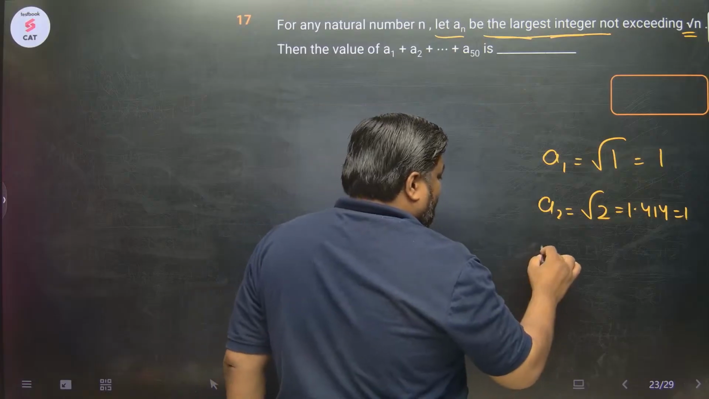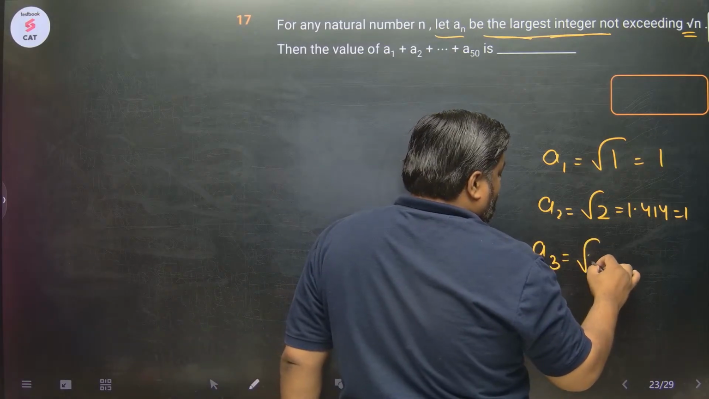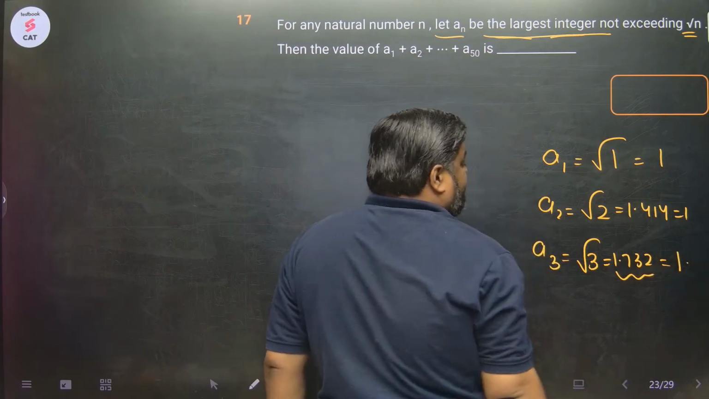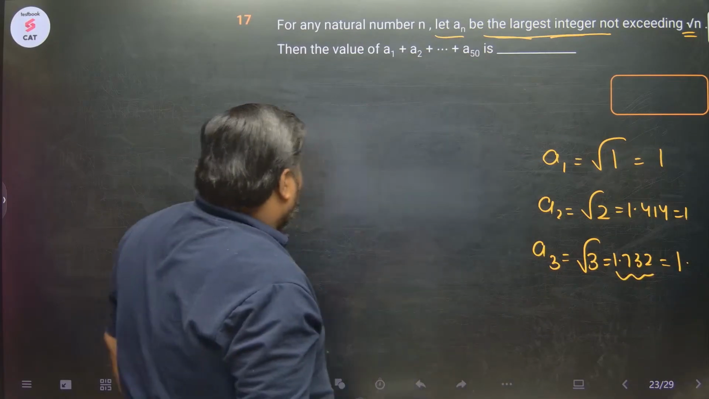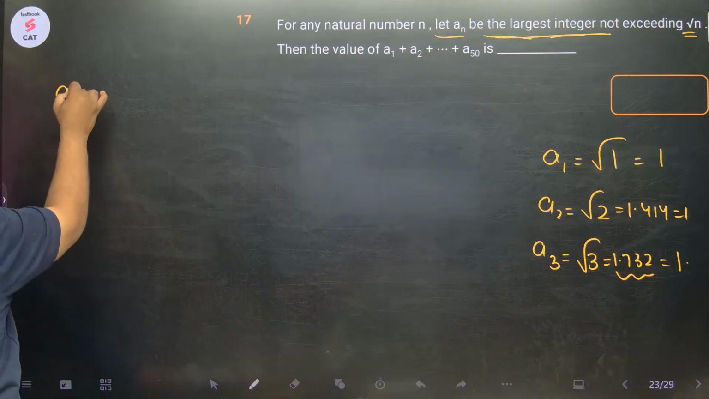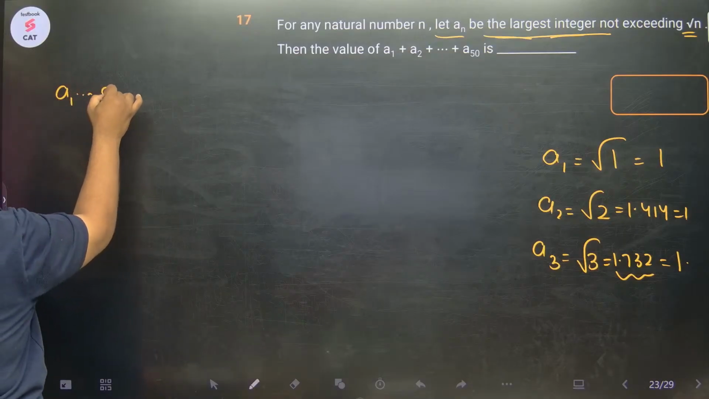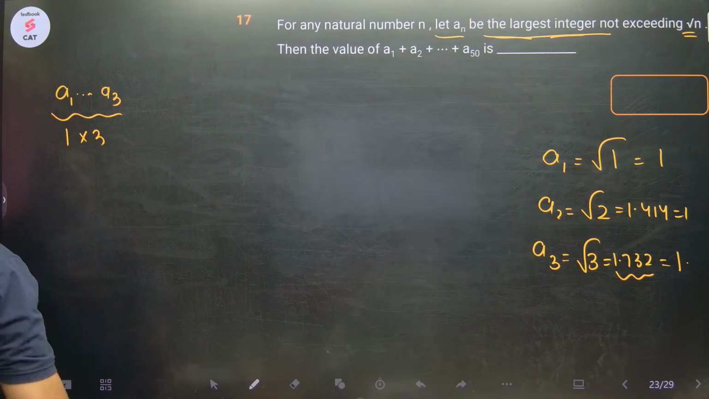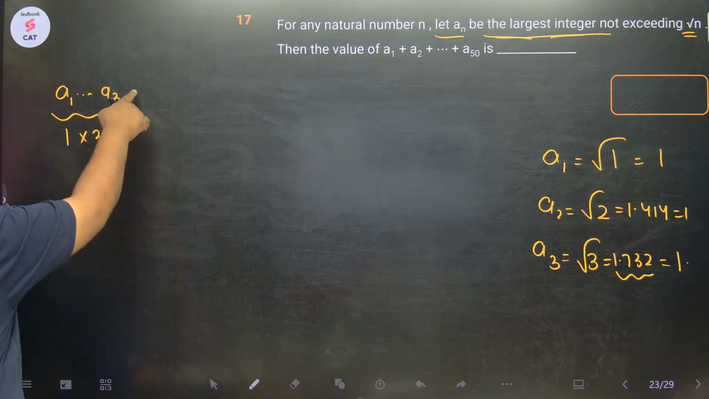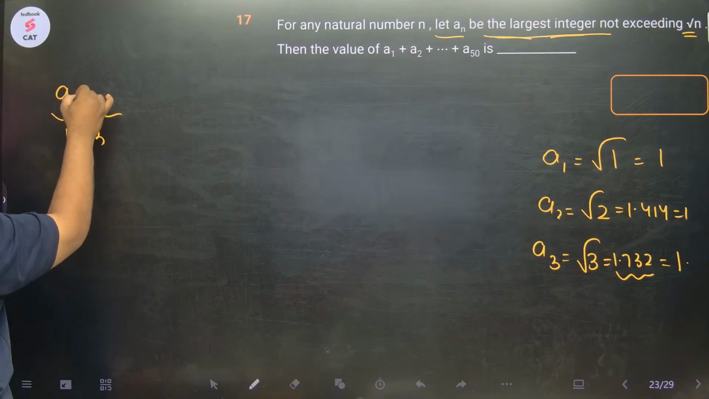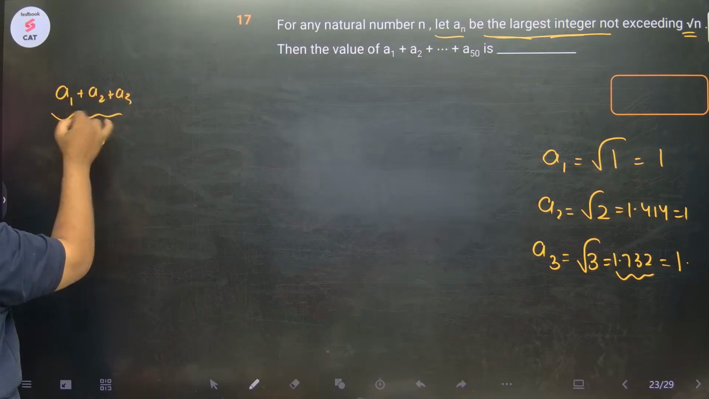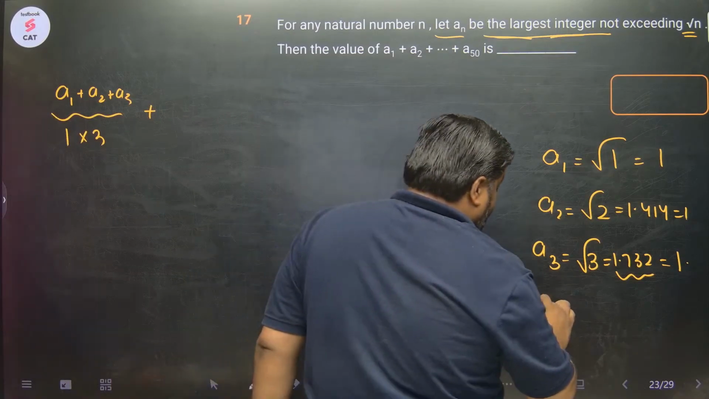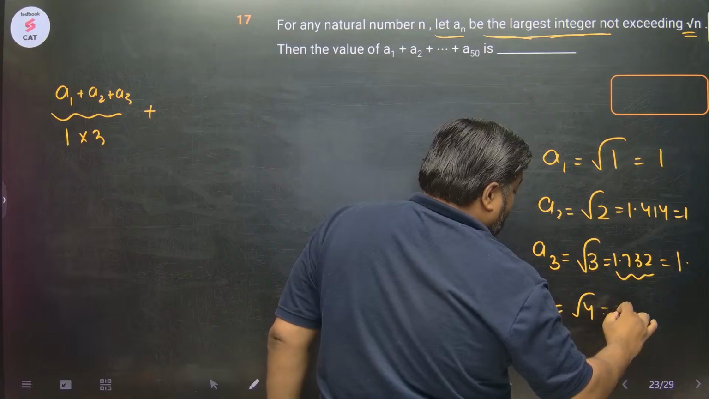Okay, similarly a3 is root 3, 1.732. But यहाँ largest integer क्या है 1. So a1 से लेके a3 तक, the value of each one is 1 multiplied by 3. 3 terms है ना, a1 plus a2 plus a3, इन सब का वैल्यू 1 है, राइट. द वैल्यू विल चेंज एट a4, a4 is root 4 which is 2.